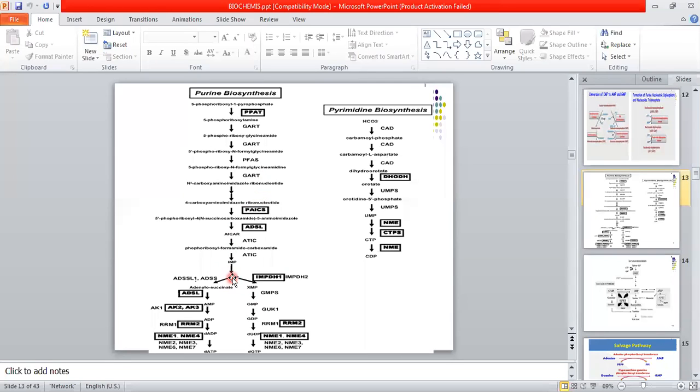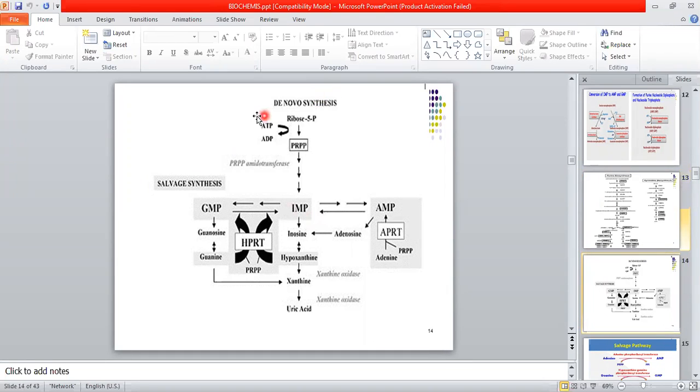Finally, from the IMP you can make ATP and GDP, adenine and guanine monophosphate, then di and then tri. In pyrimidine biosynthesis, the first compound will be bicarbonate, then carbamoyl phosphate, then carbamoyl aspartate, dihydroorotate, orotate, orotidine, then UMP, CTP, CDP. Okay. In this pyrimidine pathway, you have to learn regarding the uridine. You have to synthesize thymine and uracil. Okay, it means the final product will be this, and the starting material you have to learn.